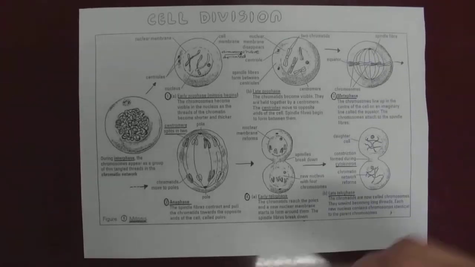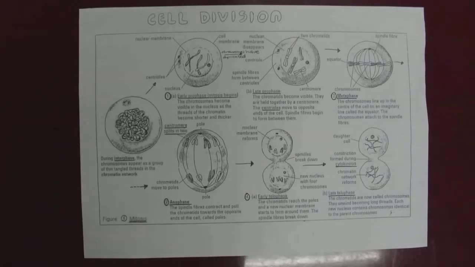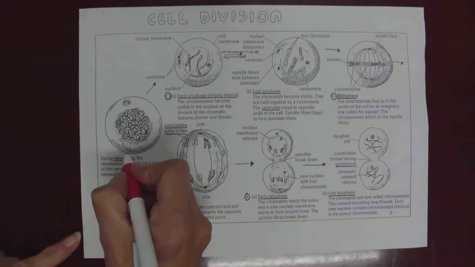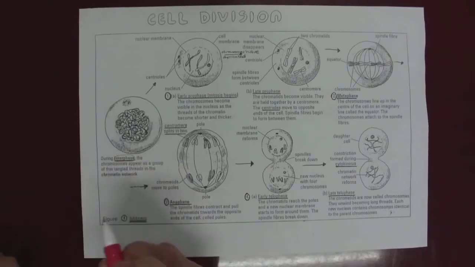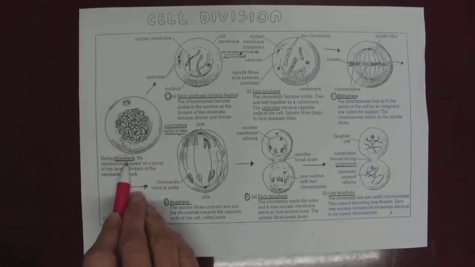Hi, grade 10. So what I'd like to do today is to go through the basic stages of cell division, the phases of cell division, and what happens at each point. You might remember that when a cell is not dividing, it's called interphase.